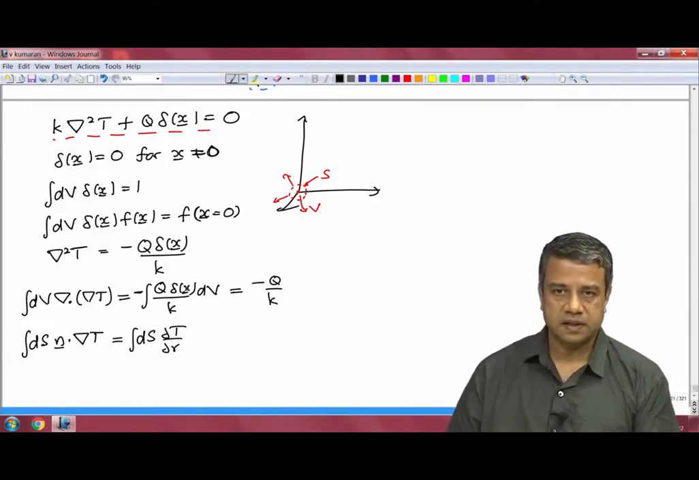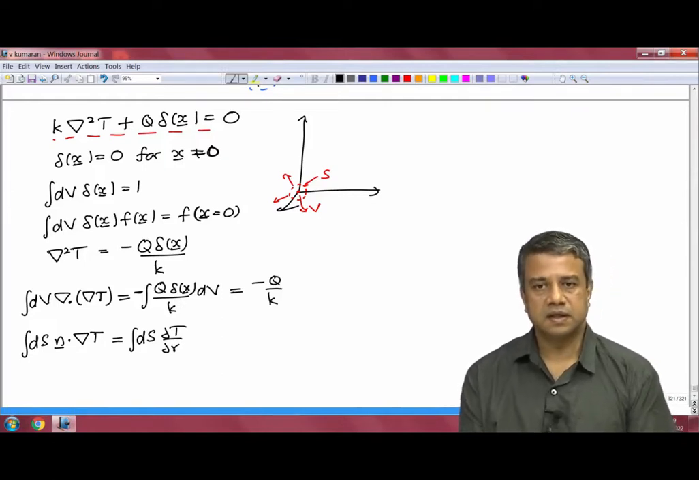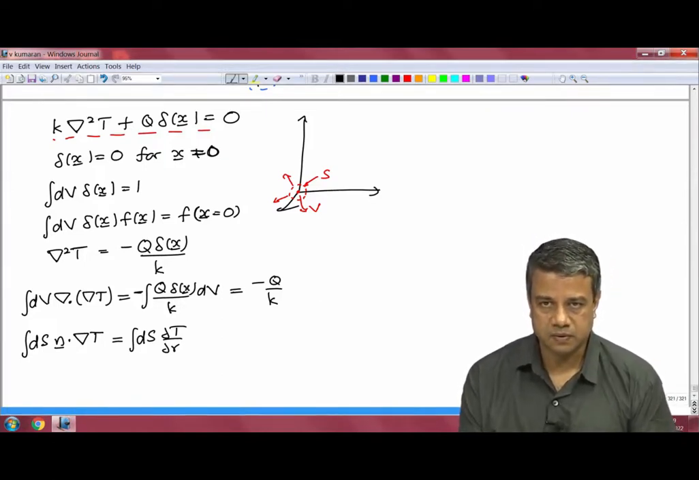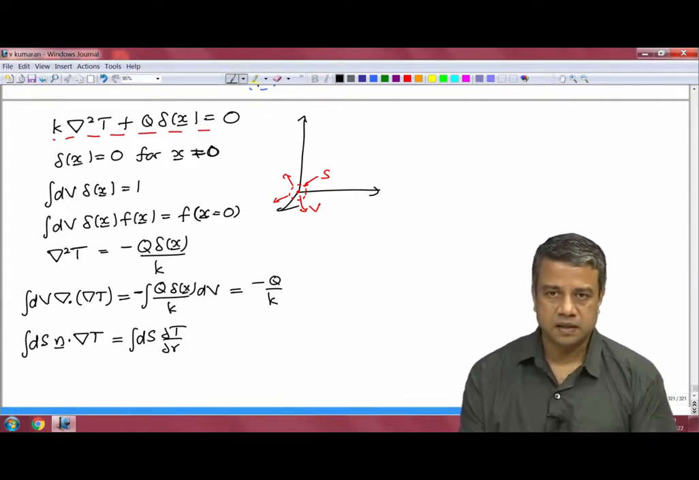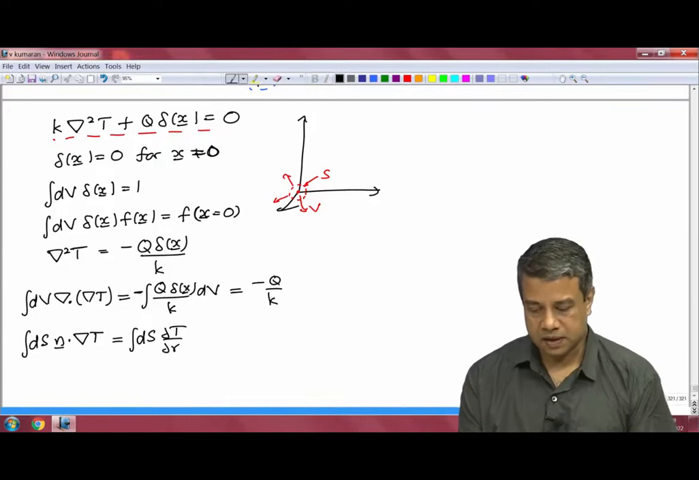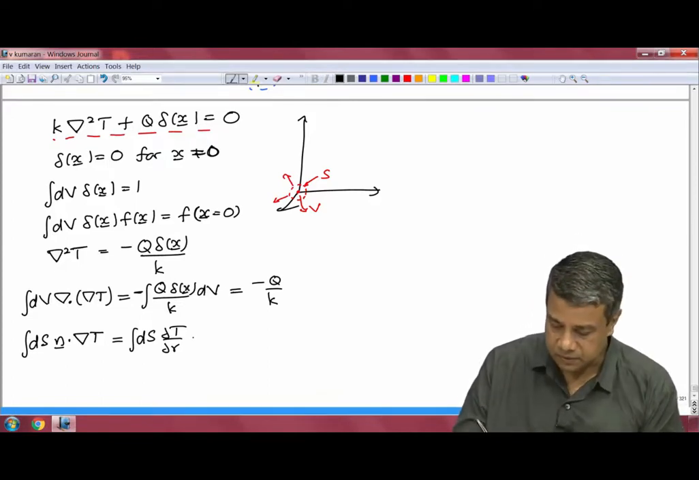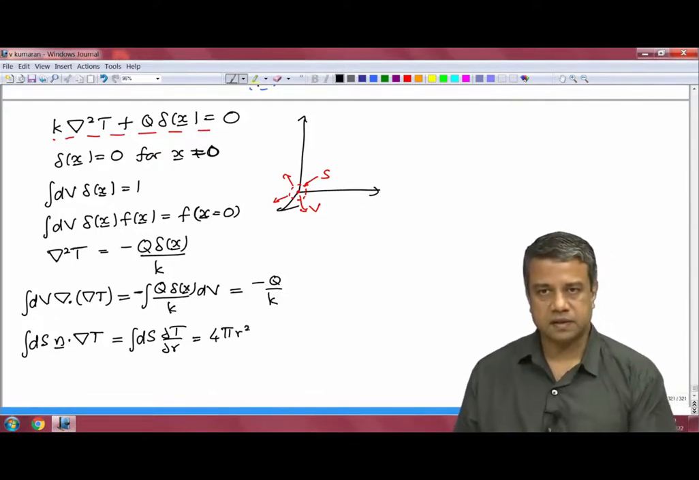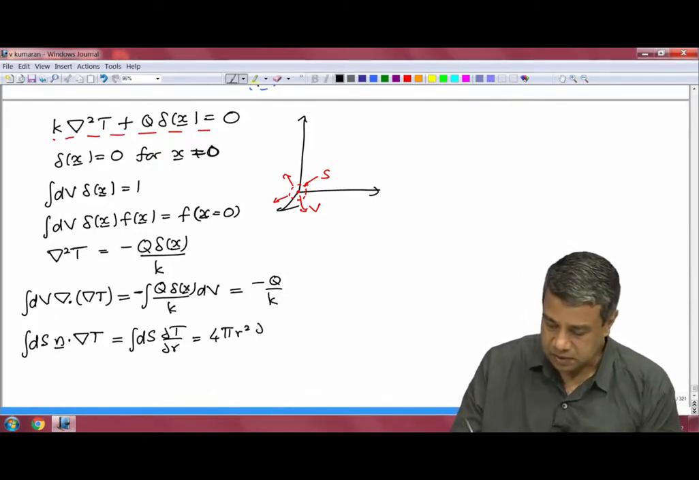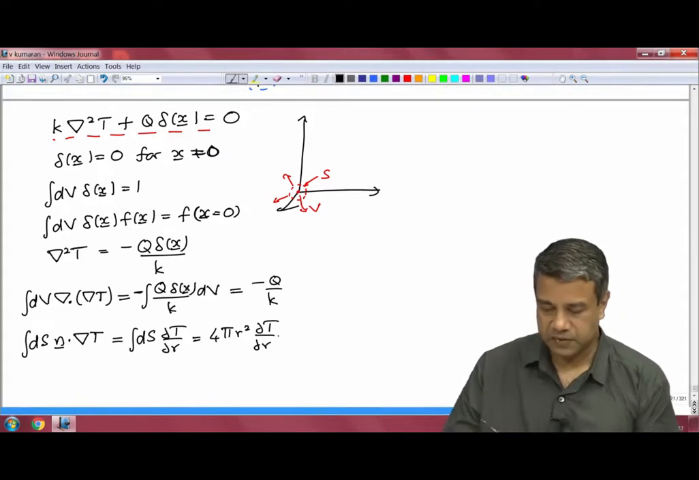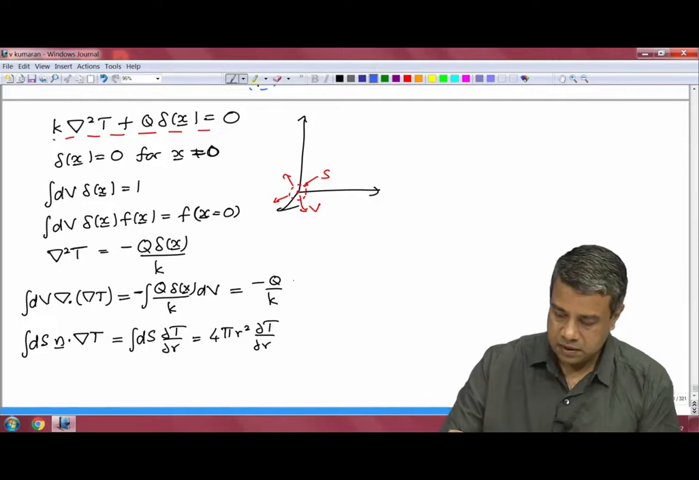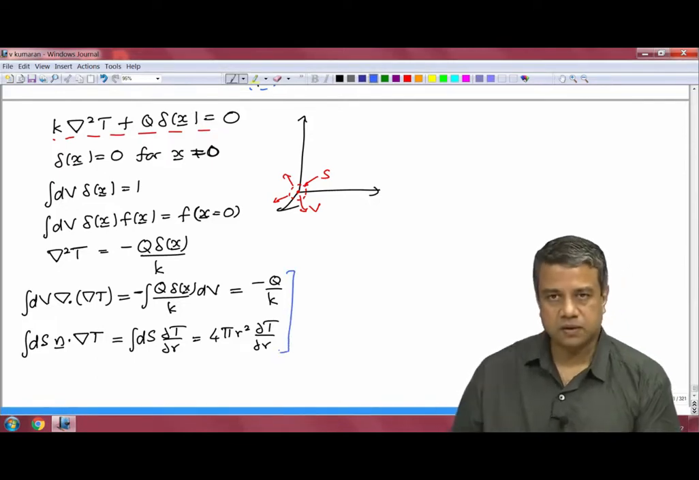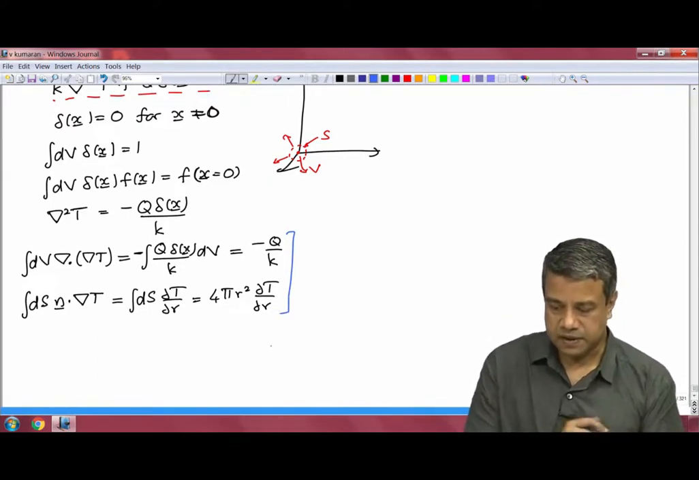For the surface at a distance r from the origin, theta and phi vary between 0 to pi and 0 to 2 pi respectively. The integrand is independent of theta and phi. So, the integral over the surface just becomes equal to 4 pi r square. The surface area is 4 pi r square into partial T by partial r. And these two are just two different ways of simplifying the same equation.